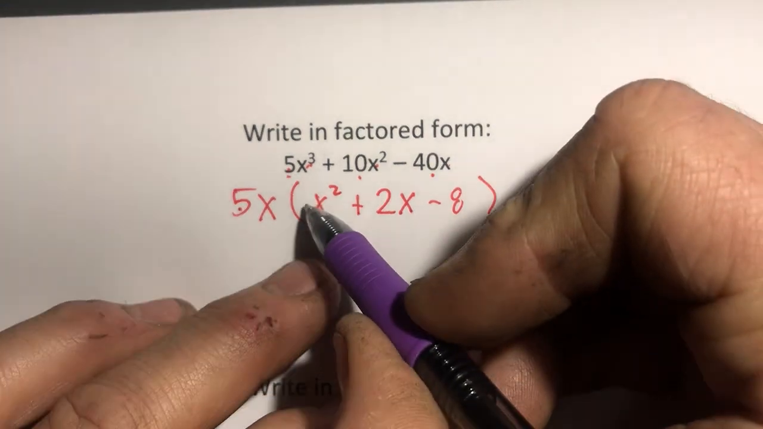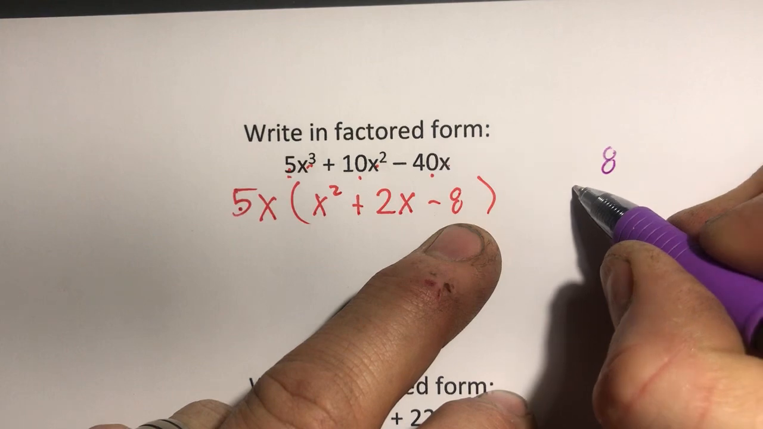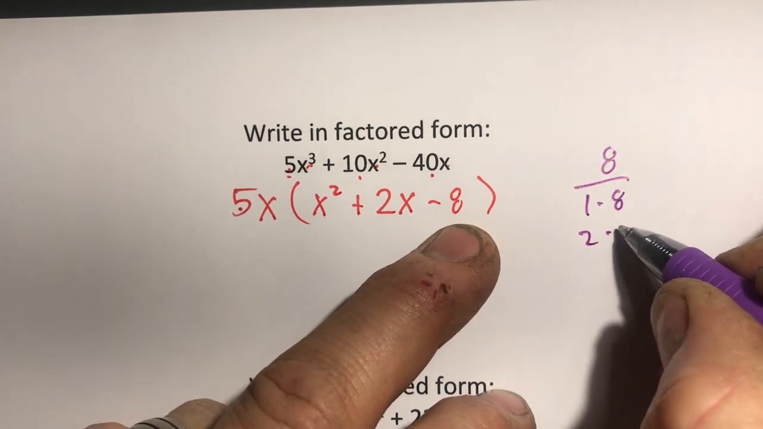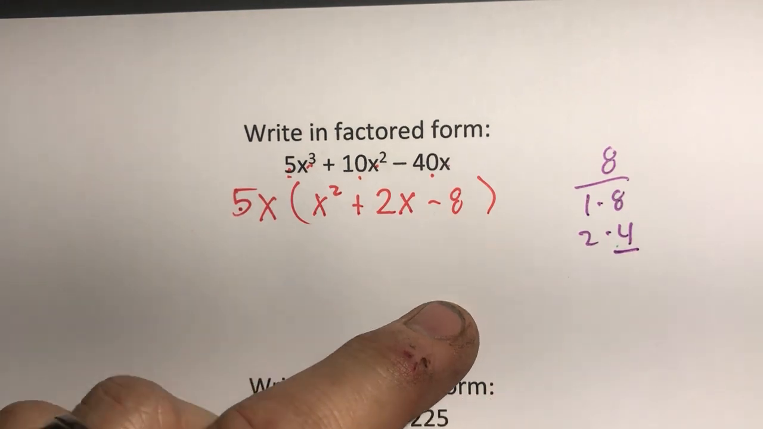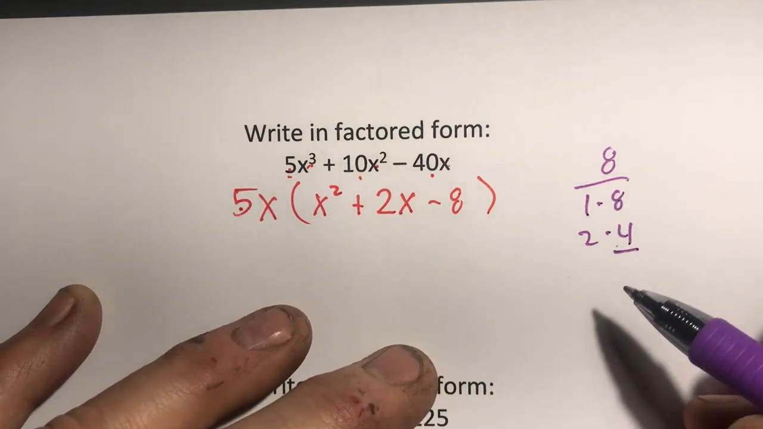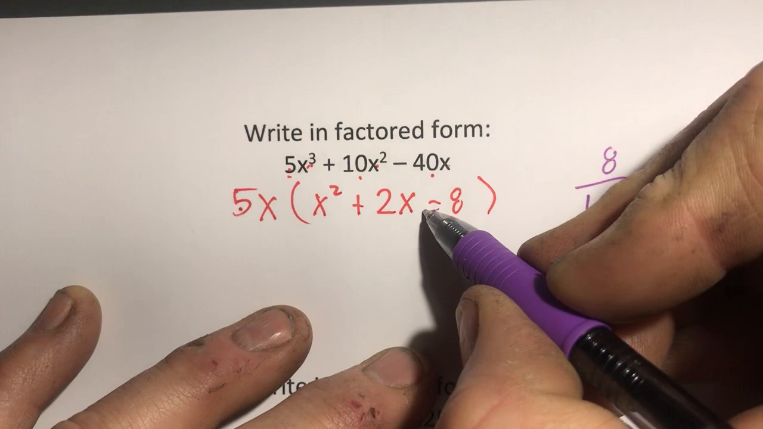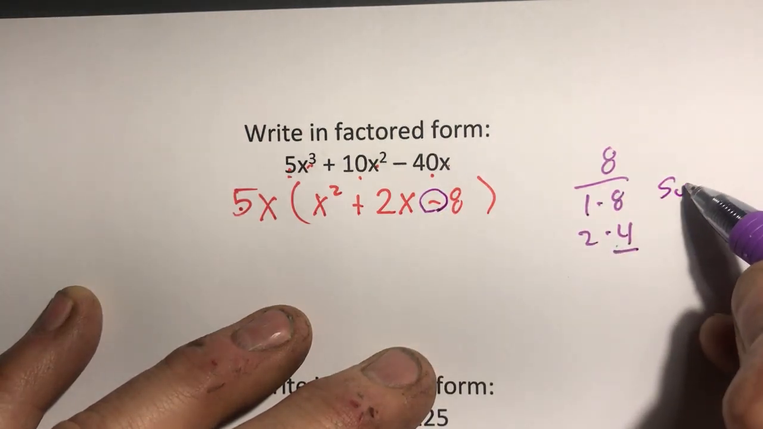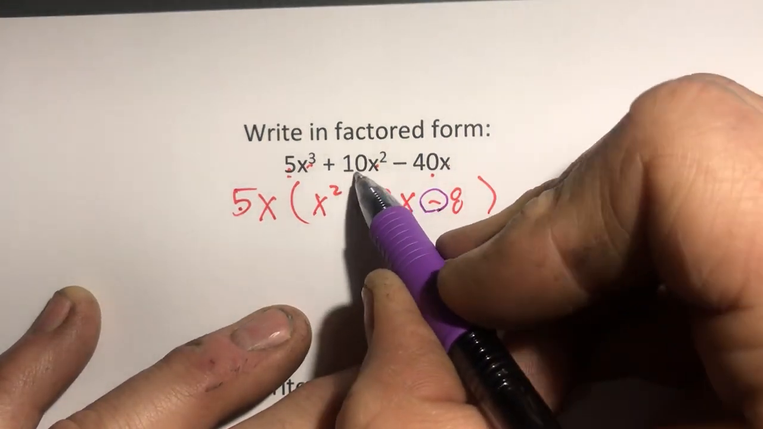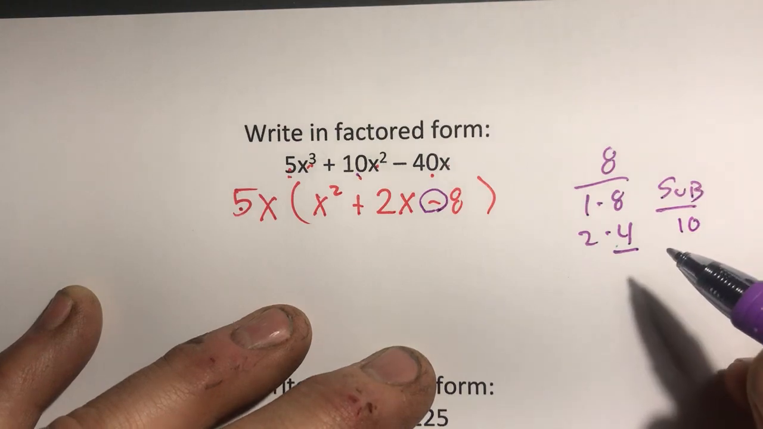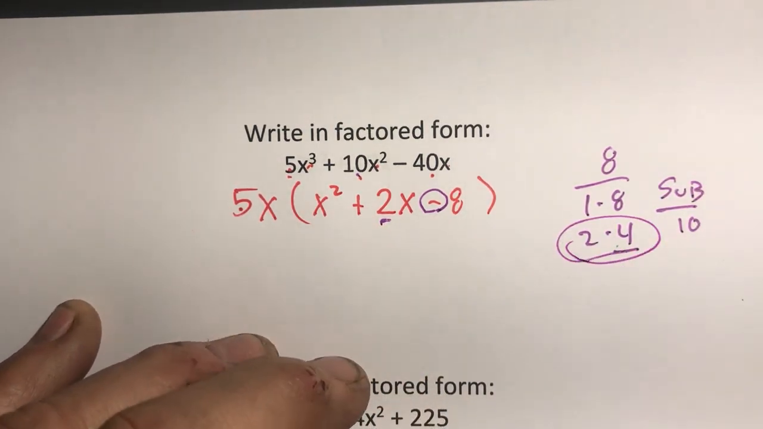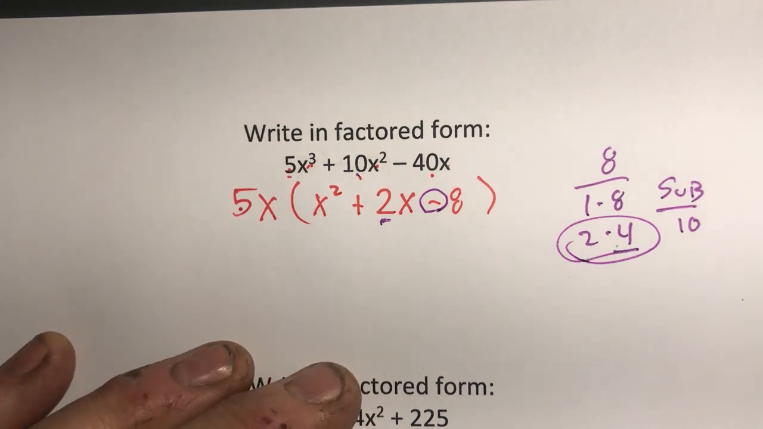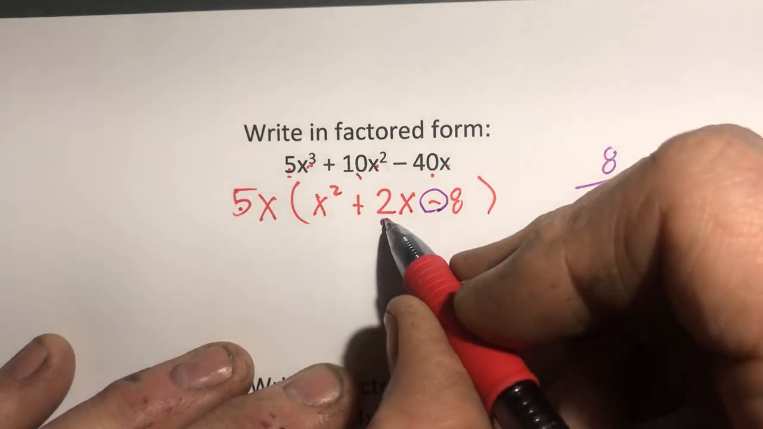And now this one, there's no number in front of the x squared, so I take my 8. 8 divided by 1 is 8. 8 divided by 2 is 4. 8 divided by 3 is a decimal. 4 is an x. So that's all the possibilities here. Now, since this is a minus, I need to subtract and get 2. And right there, 2 and 4 are the ones that subtract and get 2. See, 4 minus 2 is 2.